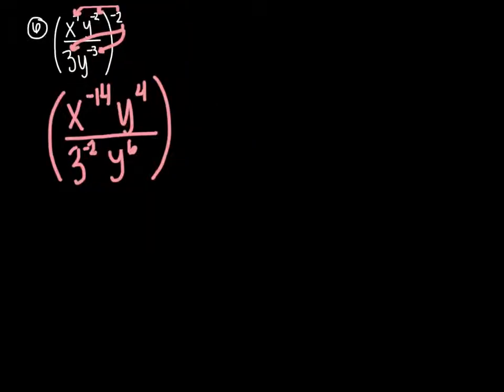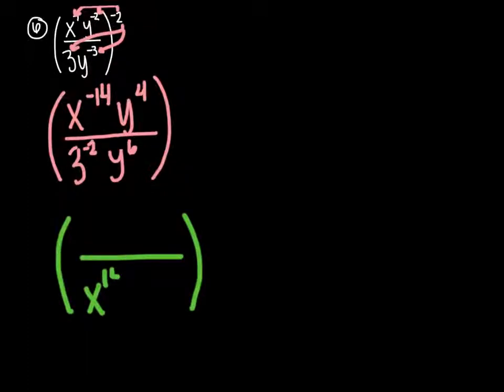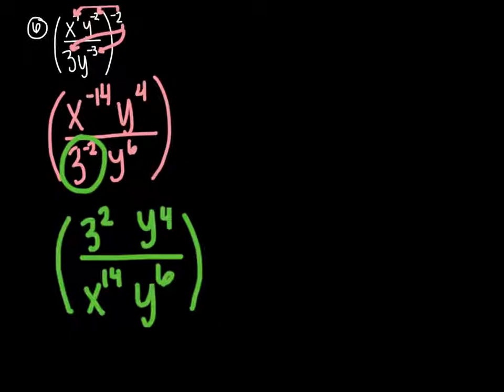There's a couple different ways we can go about this next step. I think the easiest thing to do is move the bases that are negative. So this x to the negative 14th really needs to go on the bottom so that it's positive. So we've got x to the 14th on the bottom. Not touching the y's yet, we've got y to the 6th on the bottom and y to the 4th on the top. And also this 3 to the negative second on the bottom is going to come to the top and be a positive second. So now we're ready to do a little bit of evaluating.